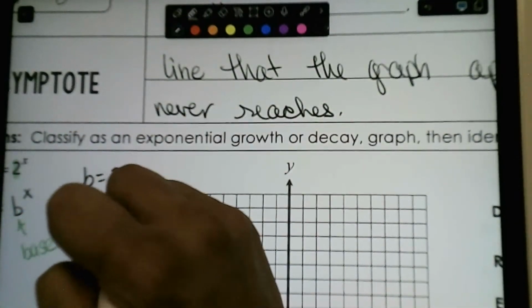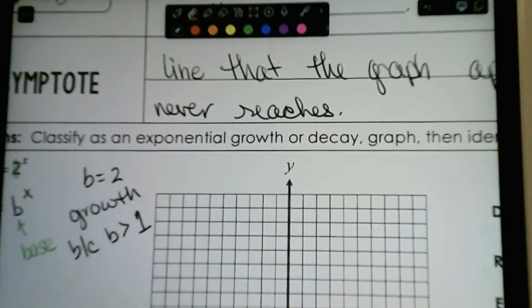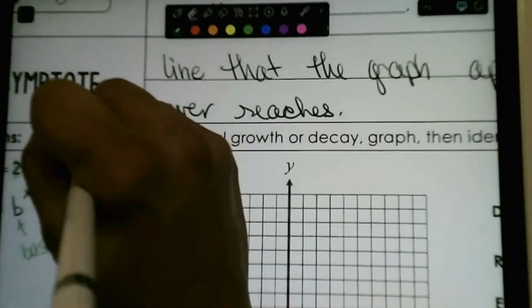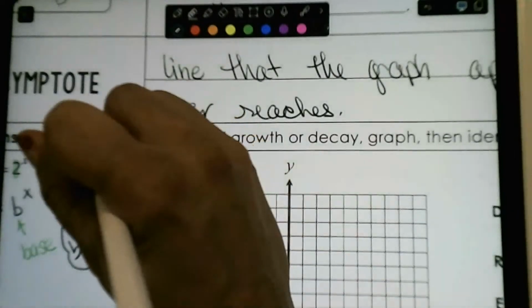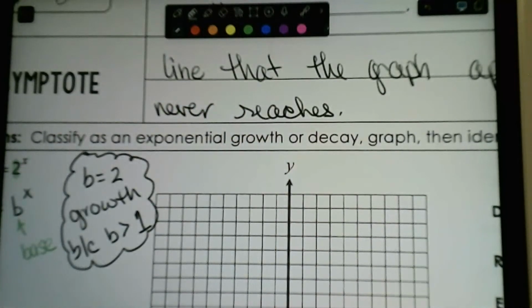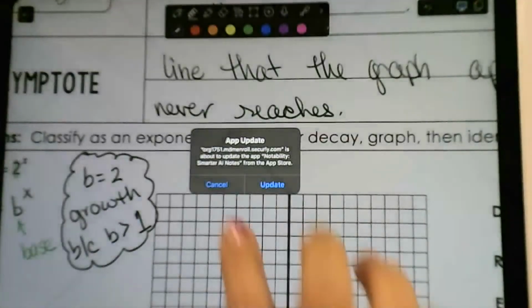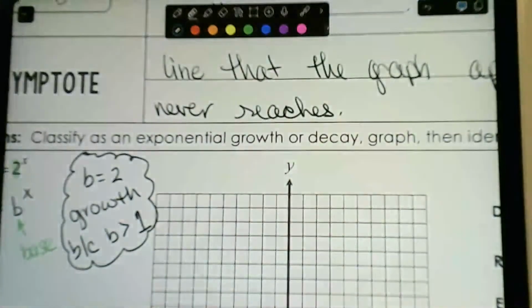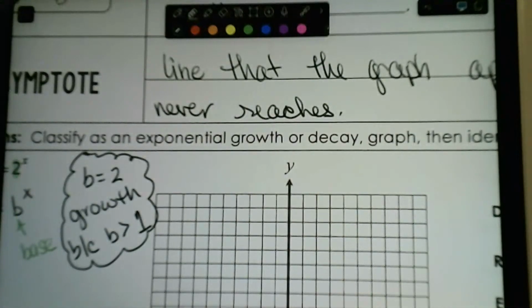Beautiful. It's an exponential growth because the base is greater than 1. I wrote it in math symbols. Would you please write it in math symbols and write it in English? Because on a test, if I give you one of those constructed responses, you may have to say this is an exponential growth because the base is 2, which is greater than 1. So make sure you write it in math and in English. I'll give you 30 seconds to do your writing.